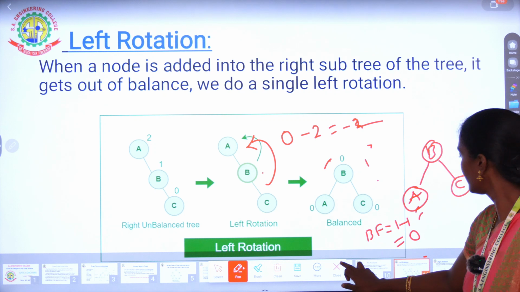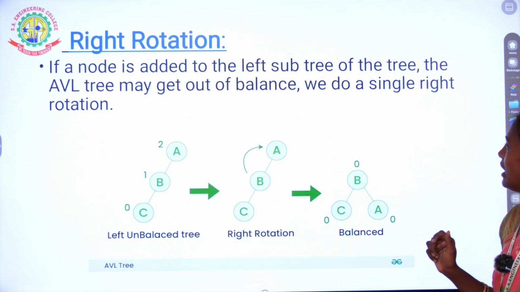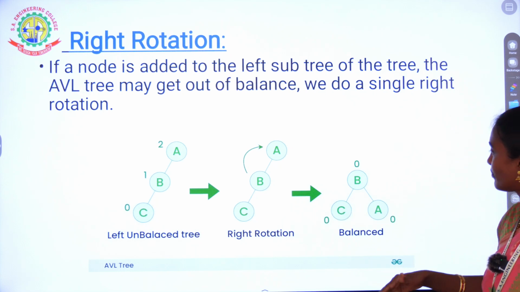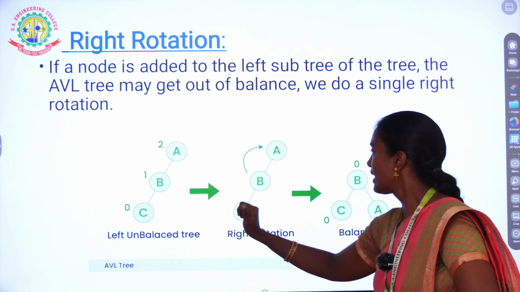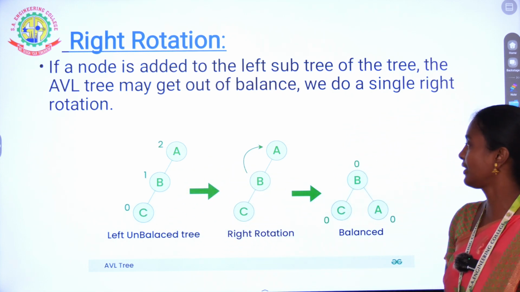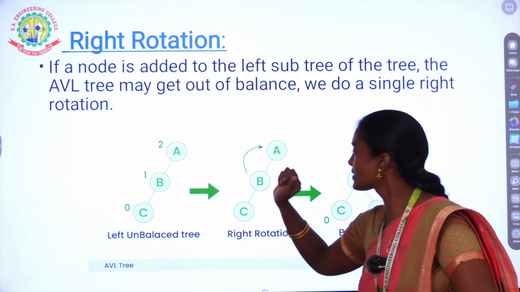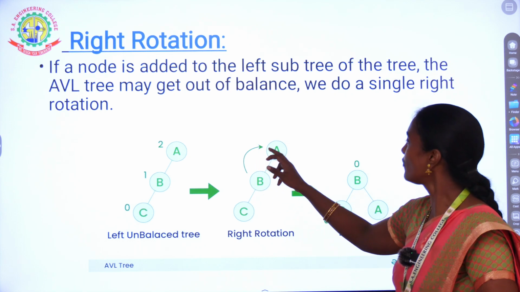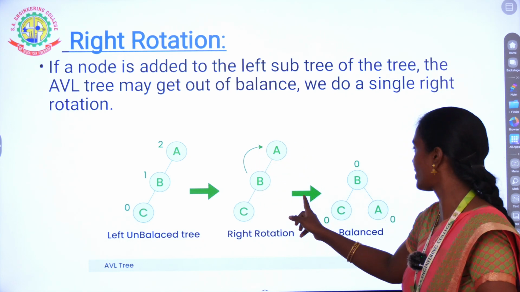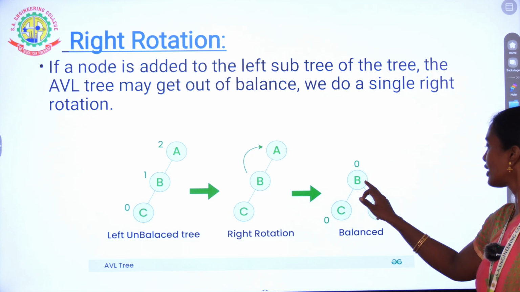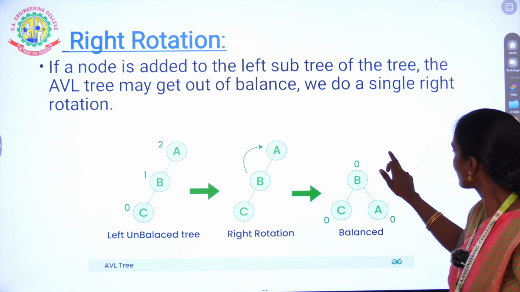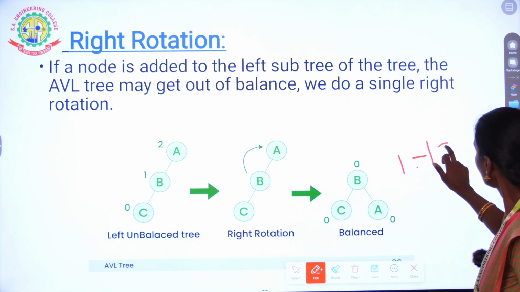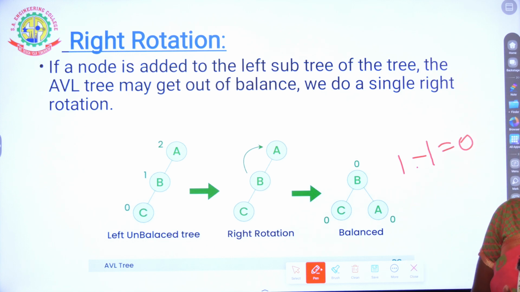Next we are going to see the right rotation in a single rotation. If a node is added to the left subtree of the tree, the AVL tree may get out of balance, and we do a single right rotation. Here the height of the right subtree is 0, 1, 2, and the left subtree is 0. If we find the balancing factor for this tree, it is out of range. So now we have to rotate to the right, a single right rotation. Now the tree looks like this. Checking the balancing factor, the height of the left side is 1 and the right is 1. So 1 minus 1 we get 0, so it is satisfying the balancing factor.